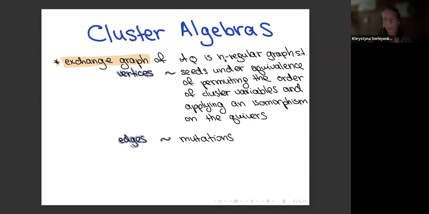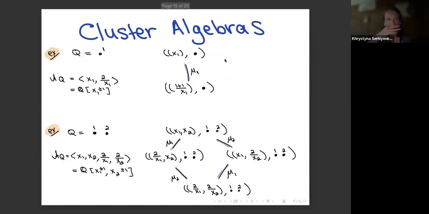So where every mutation gives you a distinct seed. But you may have a case where a mutation at x1 and x2 is the same. For example, a mutation at x2, x1, and then you identify the two. And so let's do an example.